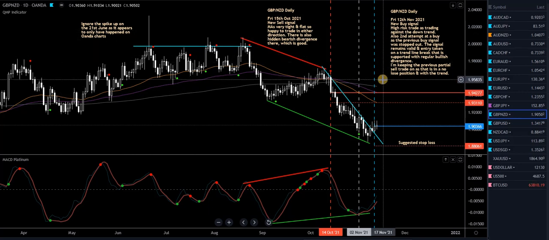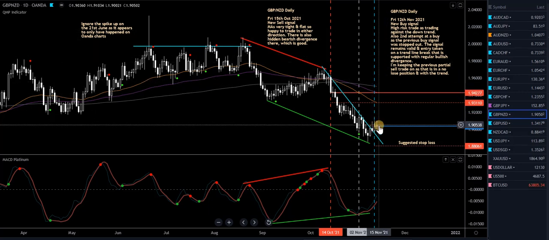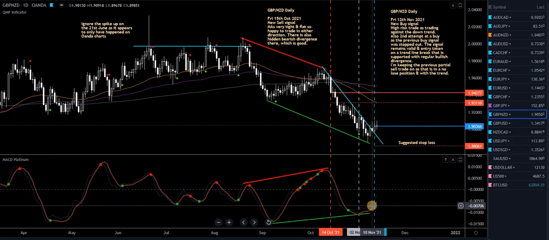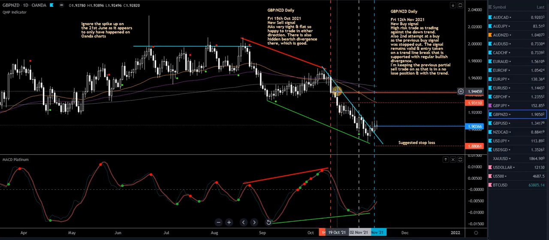Again, pause the video, read my notes. It's not going really that well, but it's only 1 day old. MACD still below the zero level. We've still got some protection on the sell, so it's not too bad.